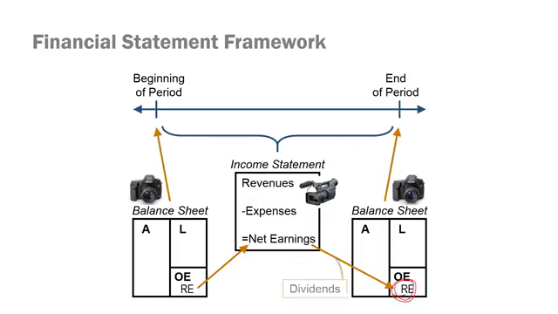Or alternatively, it could pay those earnings out in dividends to its shareholders. So our beginning retained earnings plus our net income, NI, our net earnings, minus our dividends would be equal to our ending retained earnings on the ending balance sheet. So the income statement gives us a video clip of how we got from beginning retained earnings to the ending retained earnings balance.